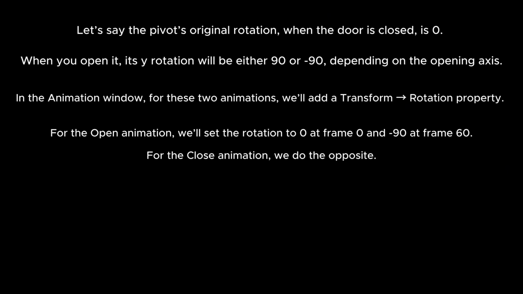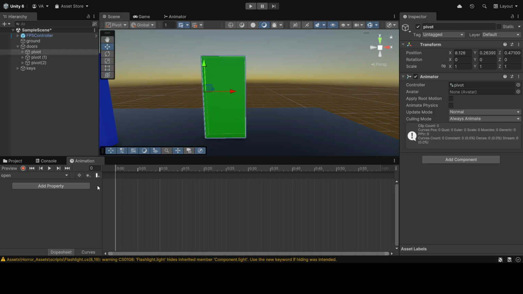Let's say the pivot's original rotation, when the door is closed, is 0. When you open it, its Y rotation will be either 90 or negative 90, depending on the opening axis. In the animation window, for these two animations, we'll add a transform rotation property. For the open animation, we'll set the rotation to 0 at frame 0 and negative 90 at frame 60. For the close animation, we do the opposite.